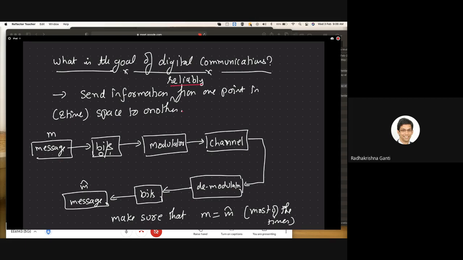So this is a very, very high level block diagram. Now I'm going to go in depth on this modulator, channel and other things. We'll go and then we'll discuss. Are there any questions at this point? It's very simple. So this is a digital communication system.